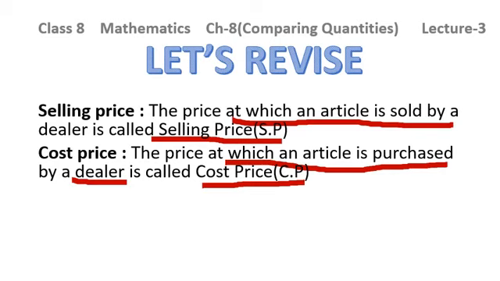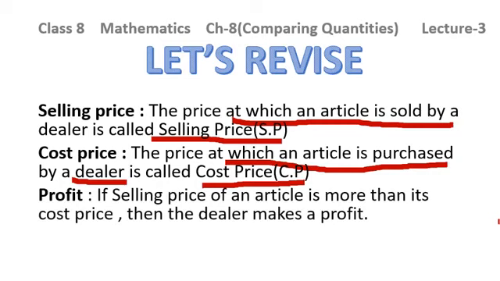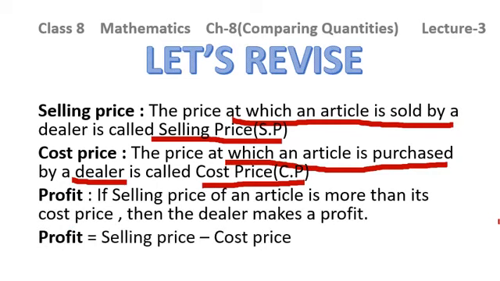price, that is SP. Then in this case, if selling price is more than the cost price, here selling price is 250, cost price is 200, then you will earn a profit. So profit is equal to selling price minus cost price. That is, if selling price of an article is more than its cost price, then the dealer makes a profit. Like I gave you an example here.